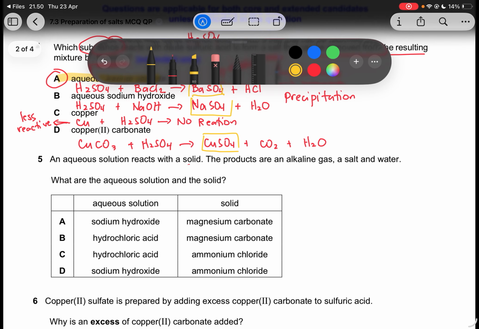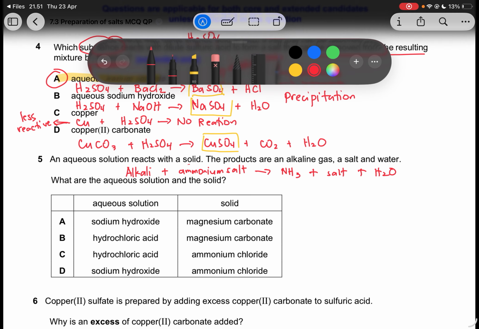Next, number 5. An aqueous solution reacts with a solid. The products are an alkaline gas, a salt, and water. This follows one of our reactions wherein an aqueous solution that is an alkali reacts with a solid, and that solid is an ammonium salt. It will form an alkaline gas, which is ammonia, plus salt and water.